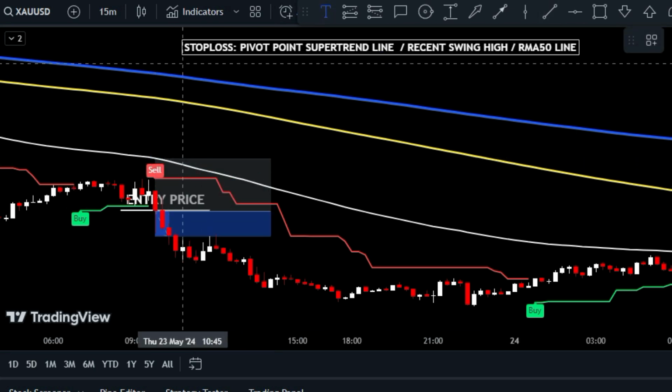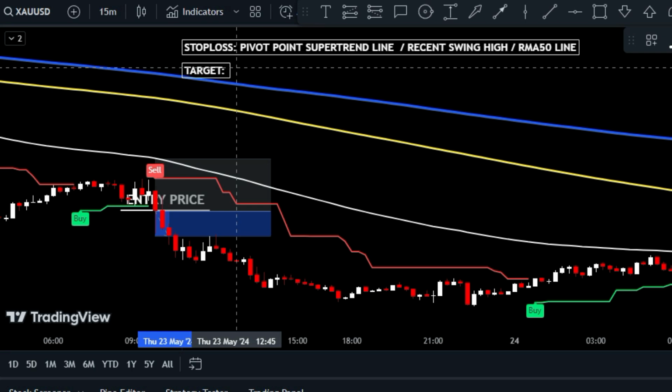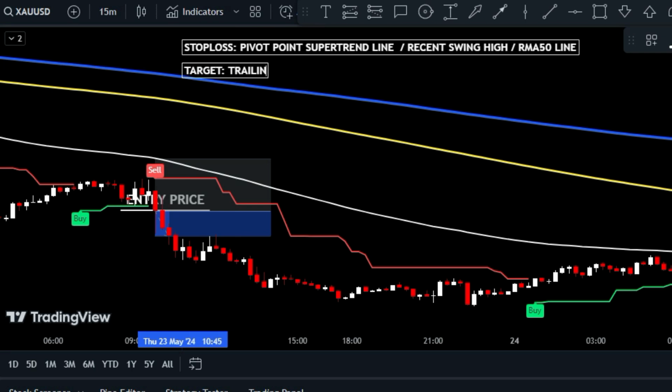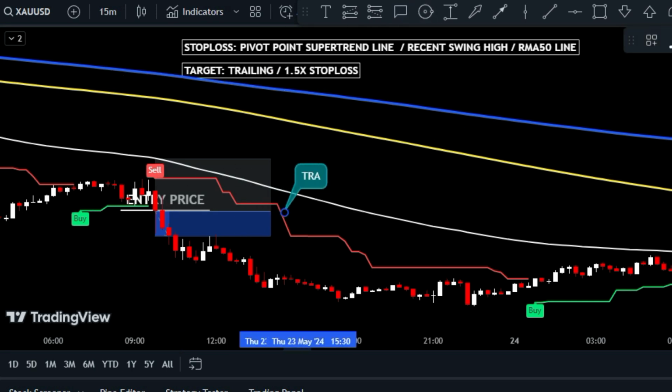Finally, let's cover how to set a profitable trade target for sell trades. You can trail your stop loss using the pivot point super trend line, or set your trade target at 1.5 times greater than the distance between entry and stop loss level.